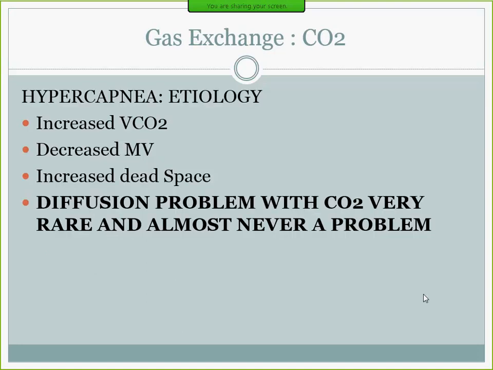And hypercapnia, you don't want to dwell on the slide again, but it's increased VCO2, decreased minute ventilation, and actually we are looking at decreased alveolar ventilation, an increase in the dead space. Okay. For CO2, perfusion is never ever a problem. Once the CO2 reaches the lung, it is very easy. CO2 is less dense. It is 20 times more diffusible than oxygen. And it's almost unheard of that perfusion is a problem for CO2 retention. It is always the other three that are the problem.